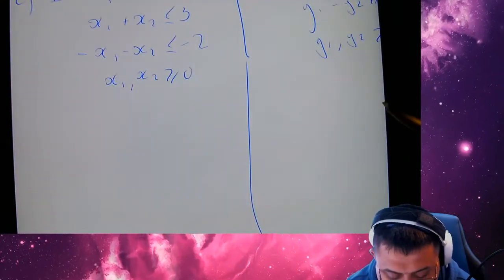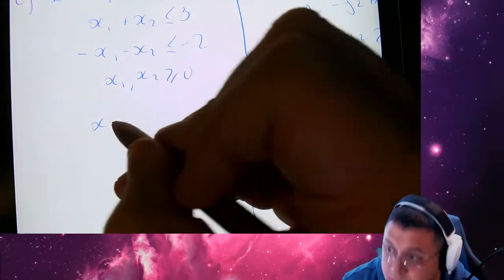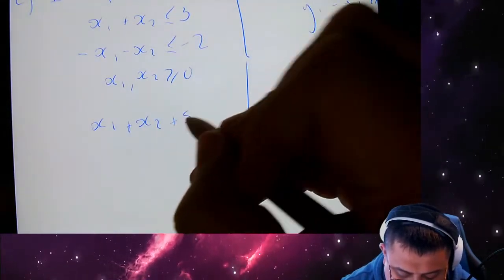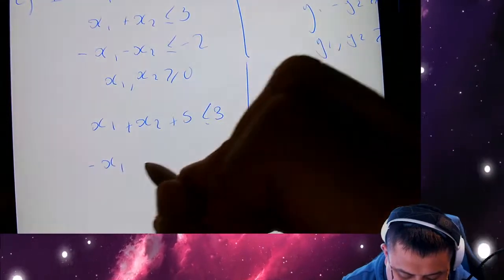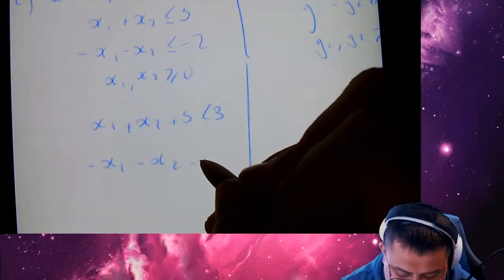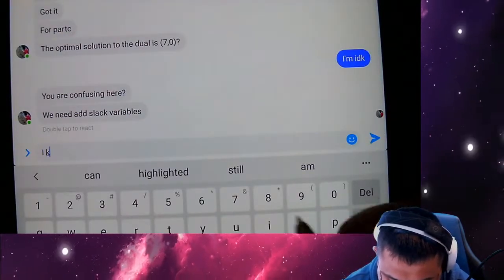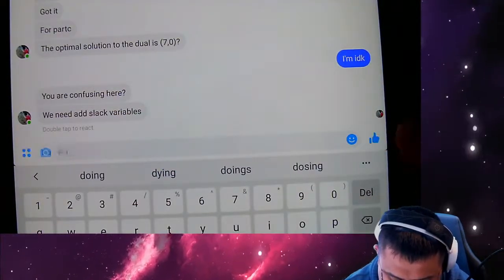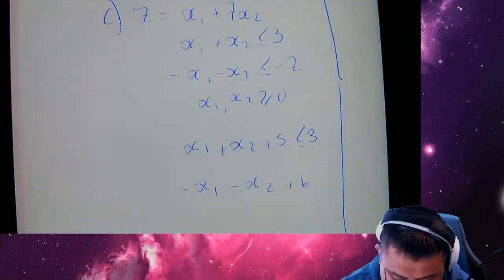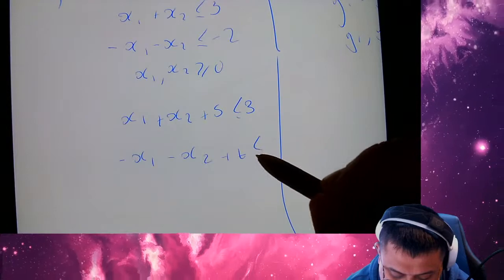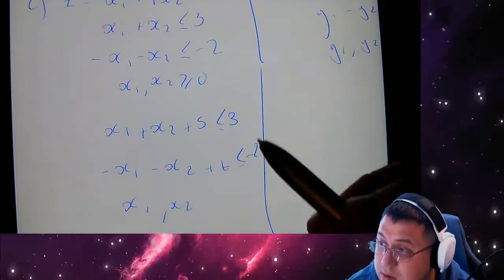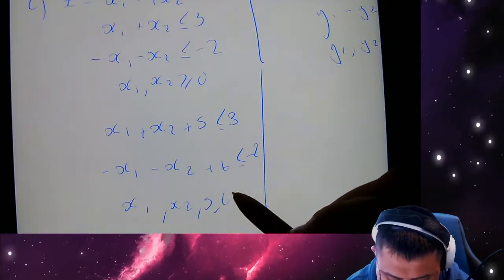Okay, anyway, so complementary slacks. What we're going to do is add slack variables: plus x2 plus s, minus x1 minus x2 plus t. Okay, in which case this is less than or equal to negative 2. And then x1, x2, s and t are greater than 0.